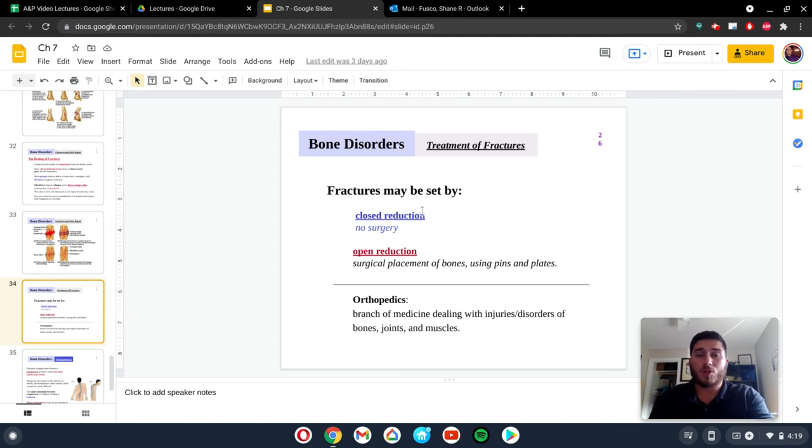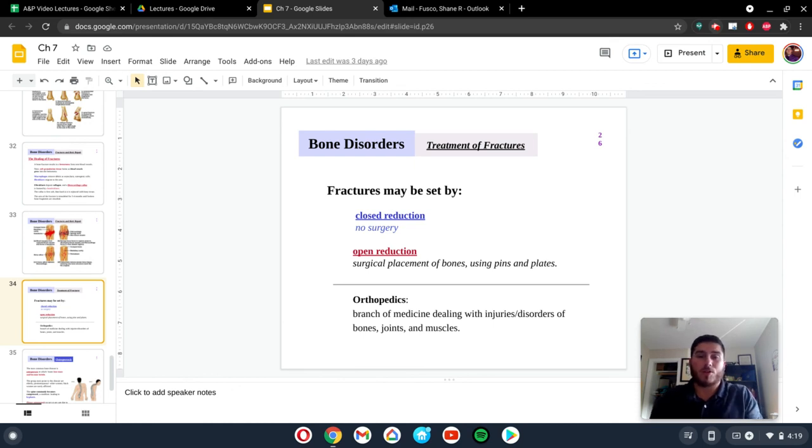The first one is called closed reduction. This is when you don't need surgery. This is going to be done outside the body without actually intervening within the body. The second one is open reduction, and this is when you actually need to cut into the body and go in and move those bones around. A lot of times when there is open reduction, what happens is you need to use pins and plates in order to hold those bones in the same spot, because if you don't, they may start to slip, and that's not what we want to happen with the healing of the bones. We want it to be perfect.